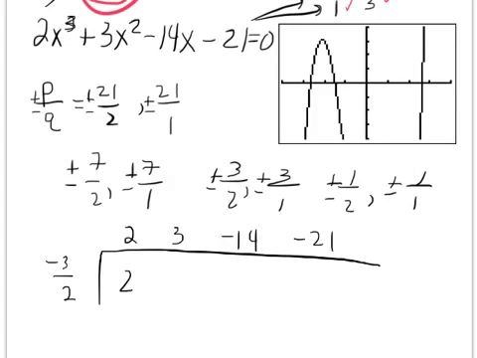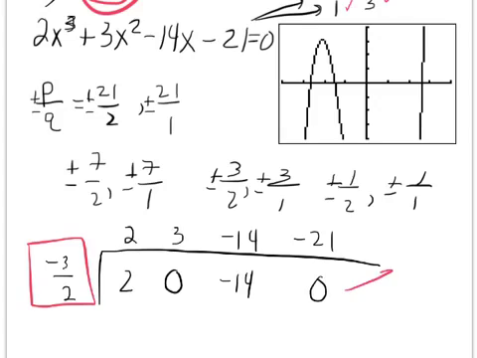Bring it down to 2. -3 halves times 2, well, that's just going to give me a -3 there. And that -3 halves times -3 is 4.5... and -3 halves times 0 is 0, plus -14 is -14. -3 halves of -14 is 21. And 21 plus -21 is 0. So this is indeed a root, because the remainder is 0. So this indicates that it is a root, because the remainder is 0. Here's the root. The evidence is right here.